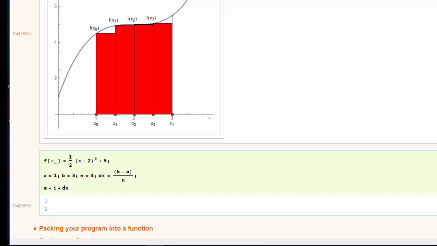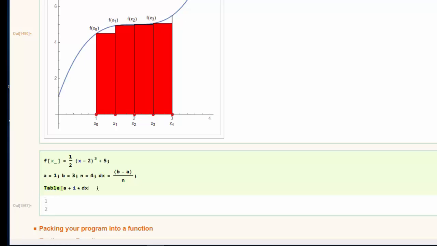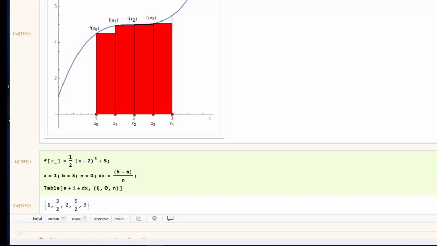Now once I have a general formula for the x sub i value, I can then use the Table command and create a list of these values as i goes from 0 to n. And I really encourage you to use the Table command to generate the points, because then you can actually check your work and make sure that it's getting the right points that you expect. So here these values do line up with my picture. They do look like x0 through x4.